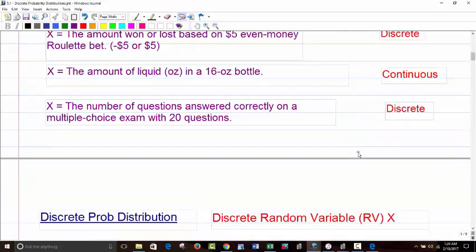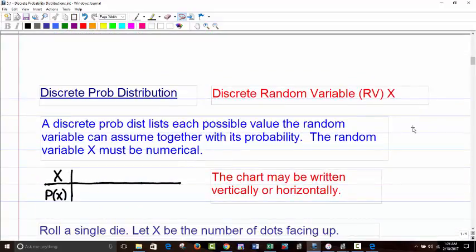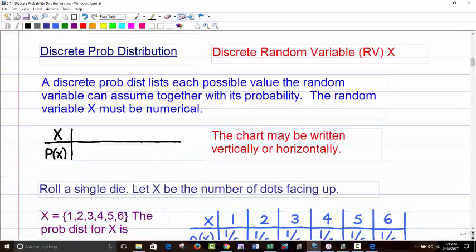So let's jump down here and talk about constructing discrete probability distributions. A discrete probability distribution lists the value of all possible numbers that you can get for a random variable for a particular probability experiment, and then the probability, P of x, is the probability of that particular x occurring.